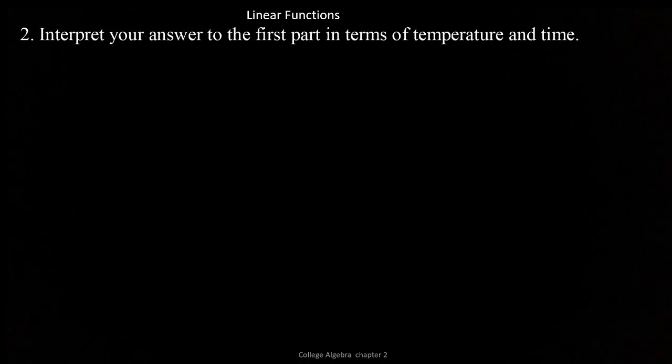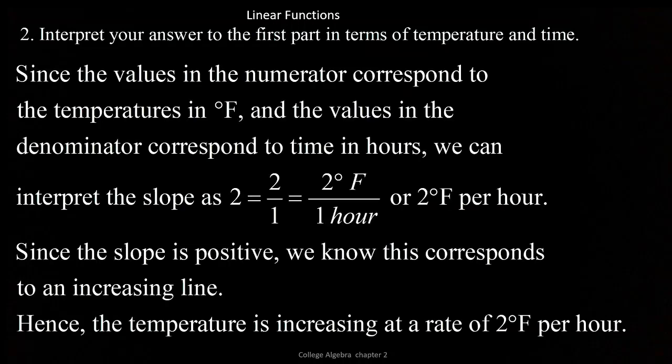Interpret your answer to the first part in terms of temperature and time. Well, we just talked about this. It meant that the temperature has gone up. With what rate? 2 degrees Fahrenheit per hour. And the slope is positive, so we say that it's increasing. So the temperature is increasing at a rate of 2 degrees Fahrenheit per hour.